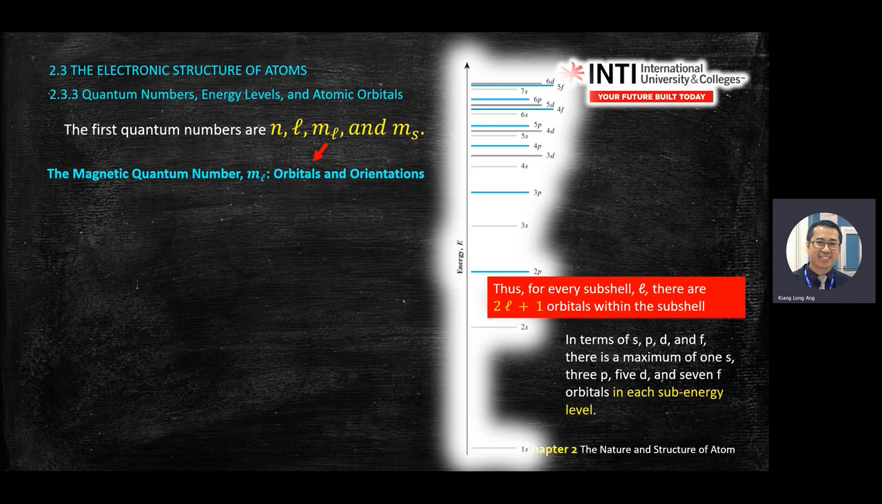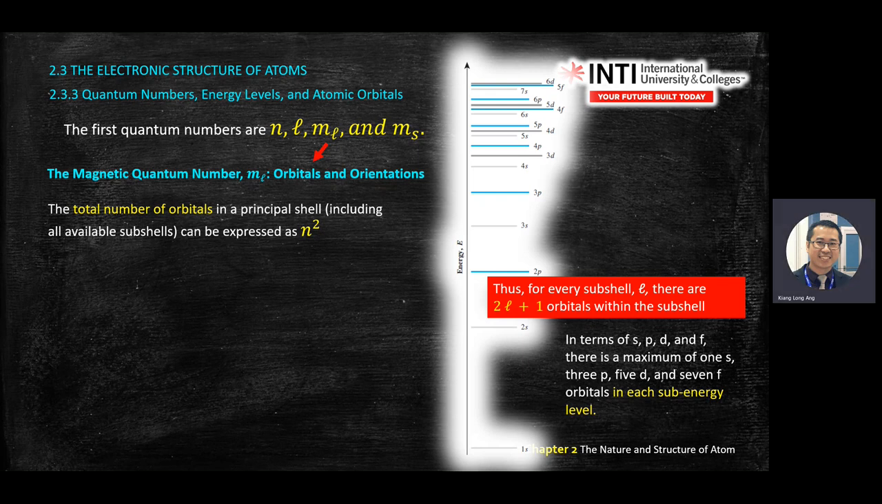Then you can predict D. D has L equal to 2, so 2L plus 1, you have 5. So that's why you see 5, and so on. The higher the principal quantum number, the more complex this is. So this is the first equation for today, number of orbits.